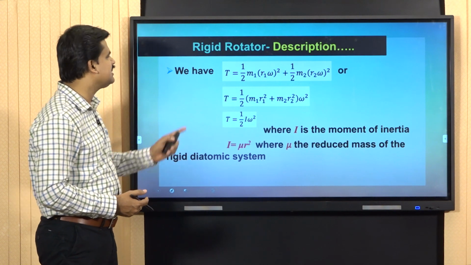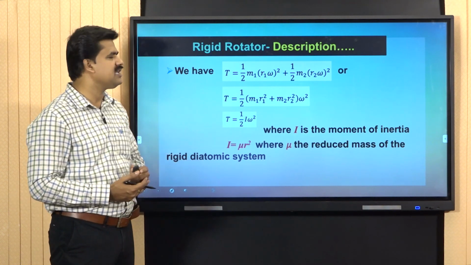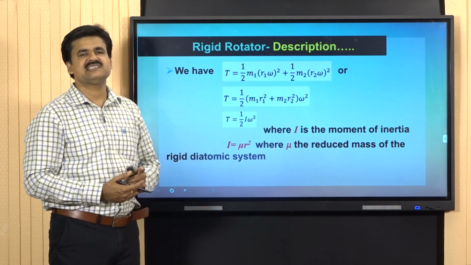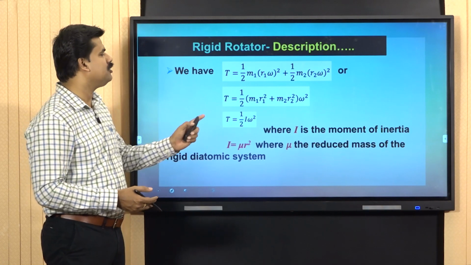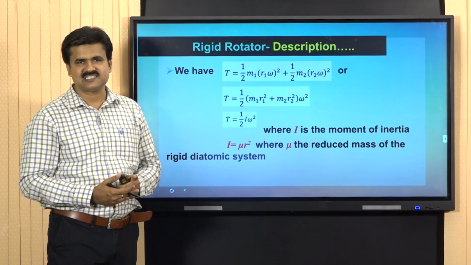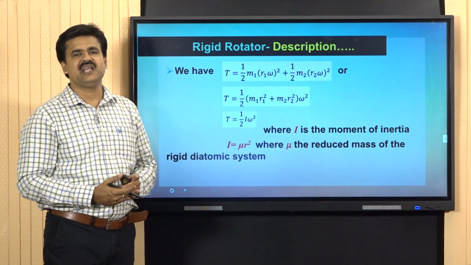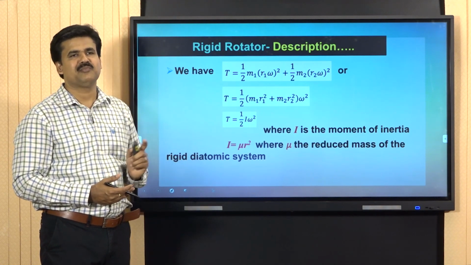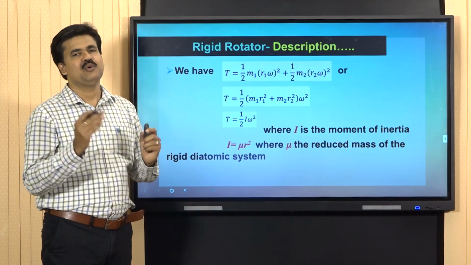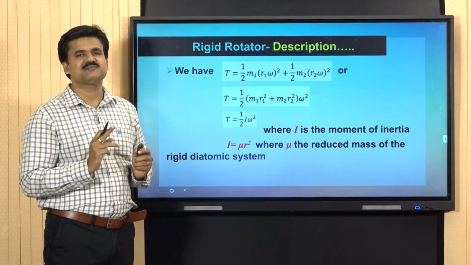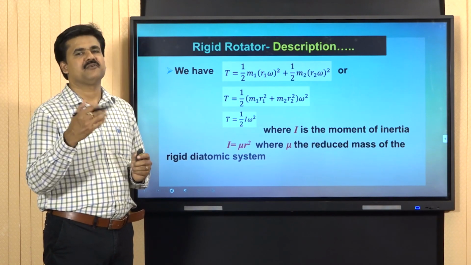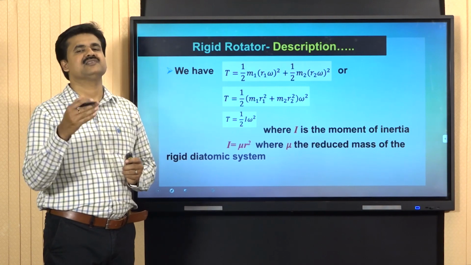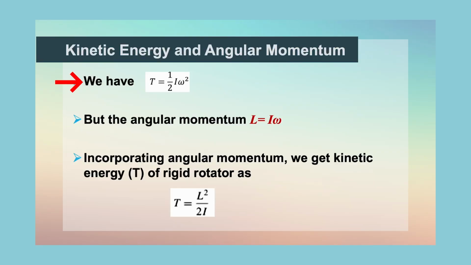On rearranging we get this relation: half I omega square, where I is the moment of inertia, I is equal to mu r square, and mu represents the reduced mass of the system. Mu is equal to m1 m2 divided by m1 plus m2, where m1 and m2 are the two masses at the two ends of the dumbbell, or the two masses of the two atoms present in the diatomic molecule. For example, if we take hydrogen chloride, mass of hydrogen is taken as m1, and mass of chlorine is taken as m2.